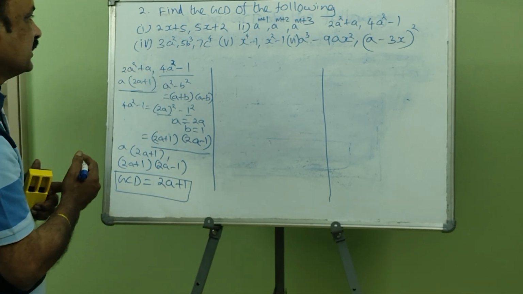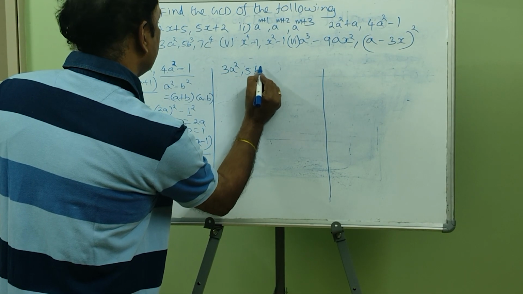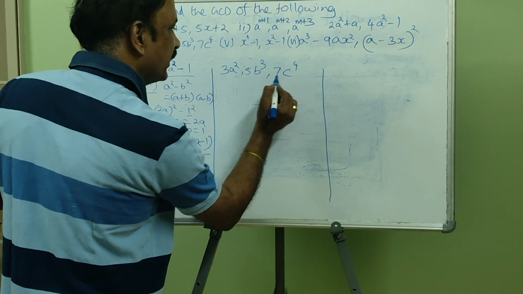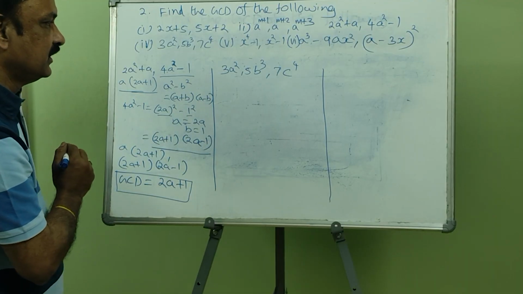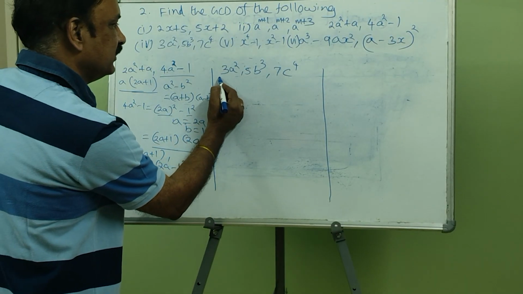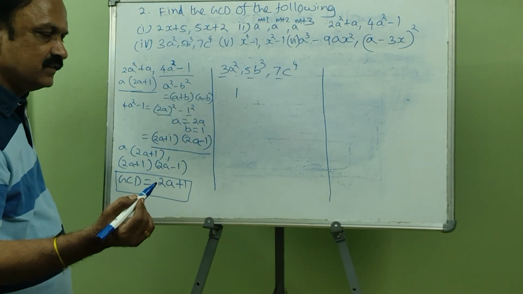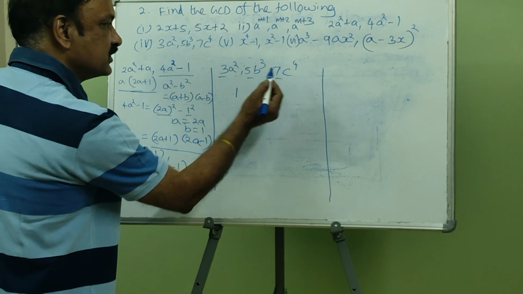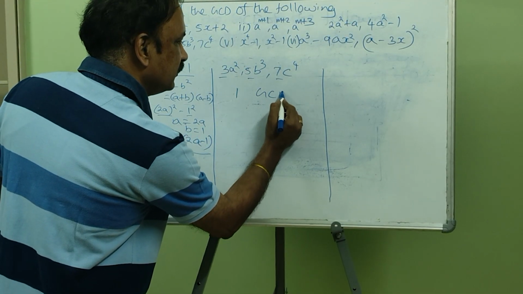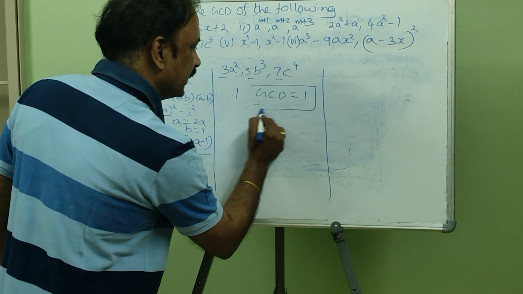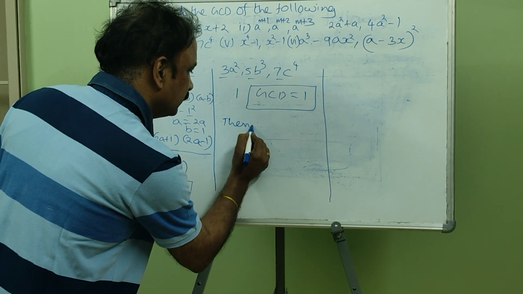Now let's look at the other problem. 3a square, 5b cube, 7c power 4. We have done this before in our previous problem. If you look at this, there is nothing in common between 3, 5 and 7. So what is common? It is just 1. Is there anything common between a square, b cube and c power 4? No, nothing is common. So GCD is 1.